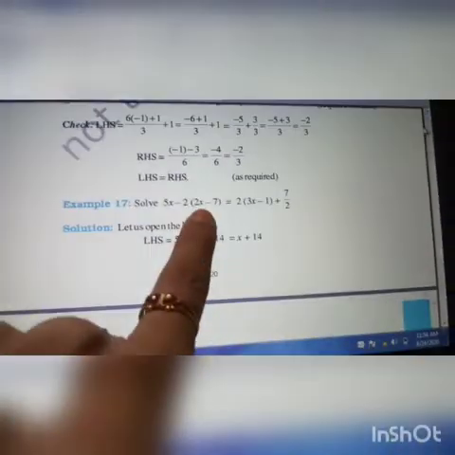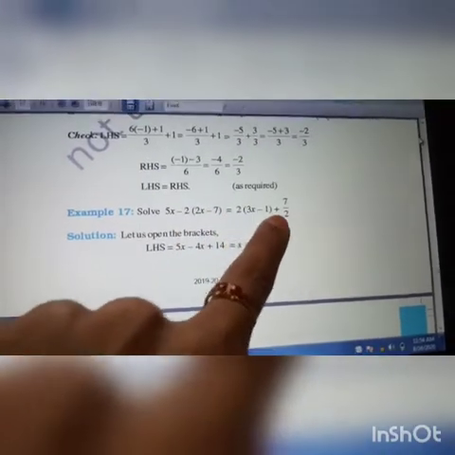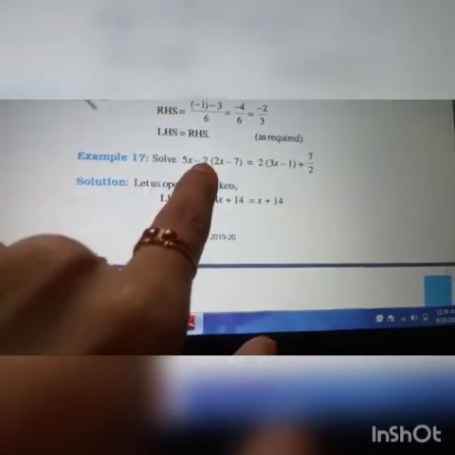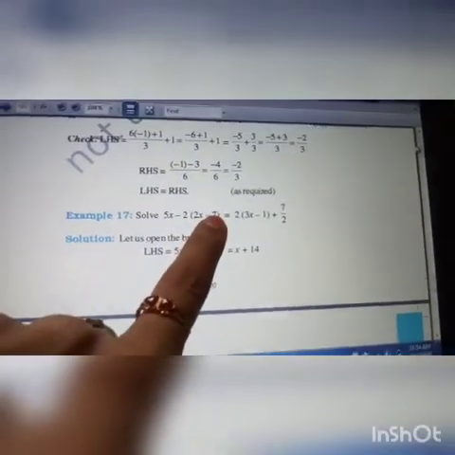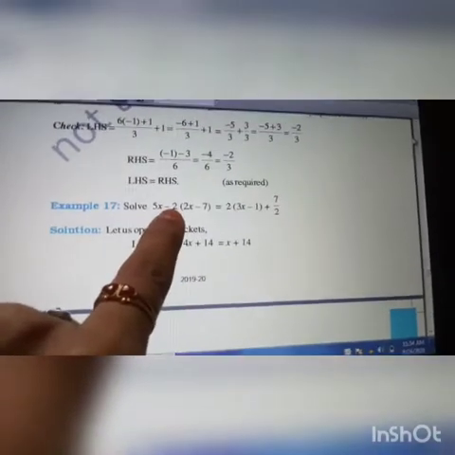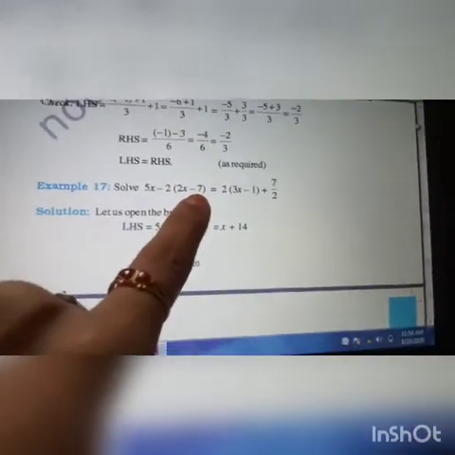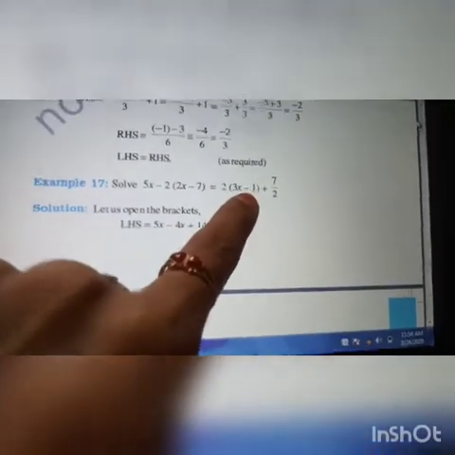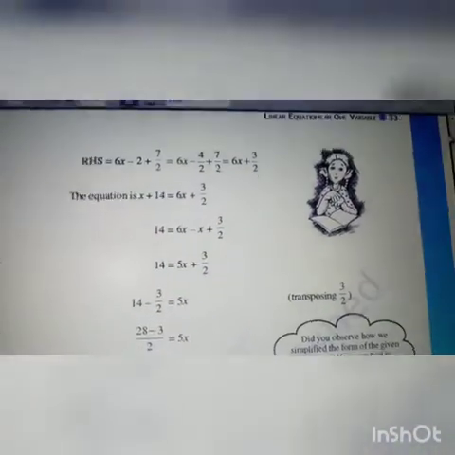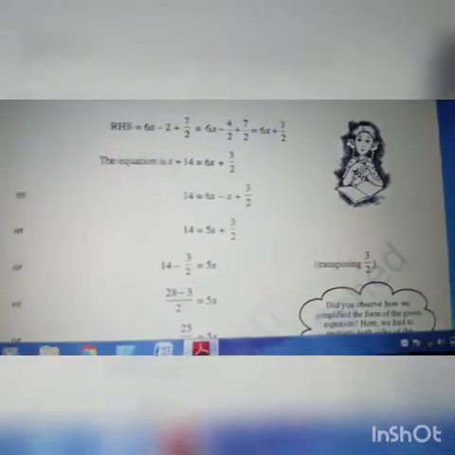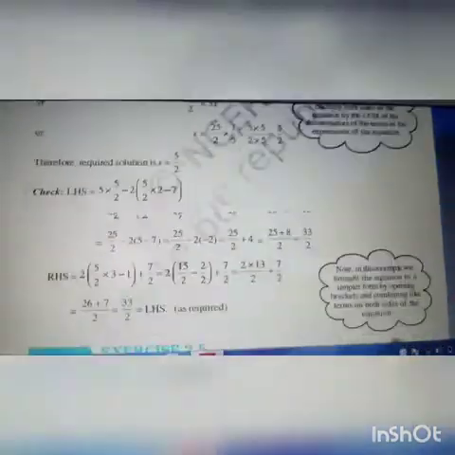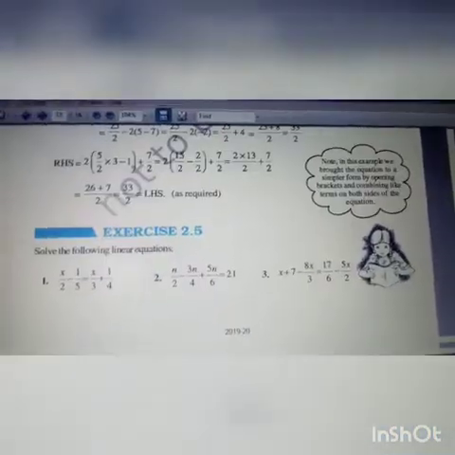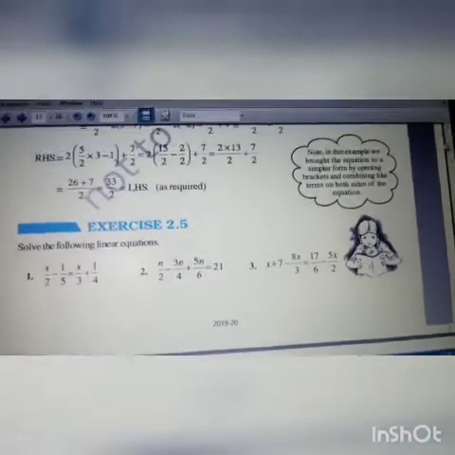See in this also, it has brackets and here also we have a fraction. So what you will do, remove all the brackets, which means this 2 is multiplied with 2x also and minus 7 also, which means this minus 2 is multiplied with 2x as well as minus 7. Likewise this 2 is multiplied with 3x as well as minus 1 because the 2 is common for both, right? Likewise you can multiply and bring all the variables towards one side and constants towards another side. Then you can find the value of x. You can do the verification also for this type of problems.